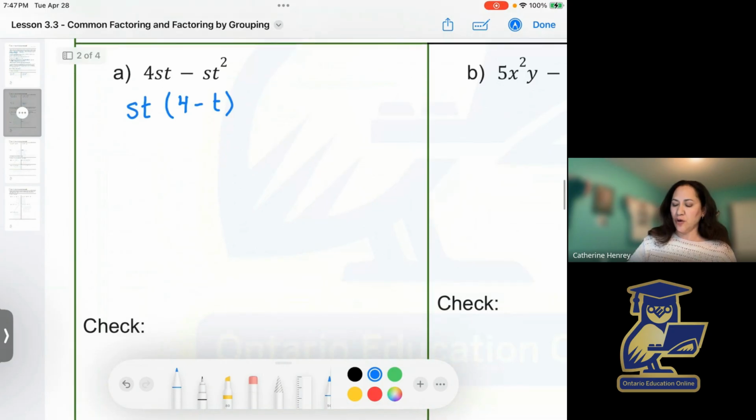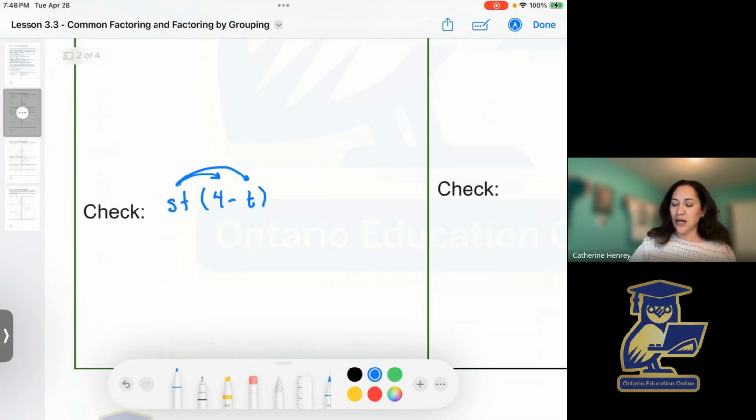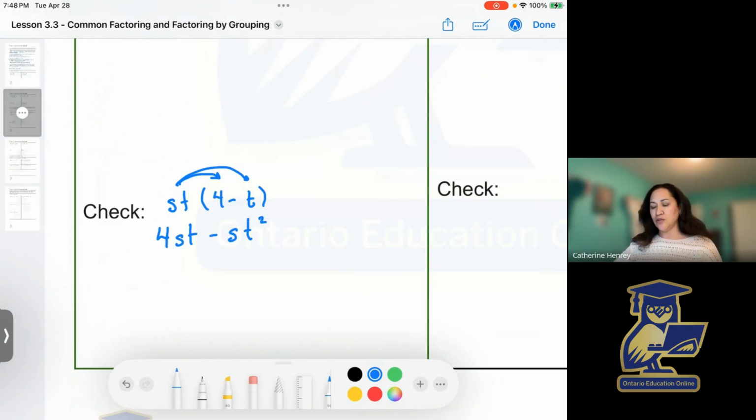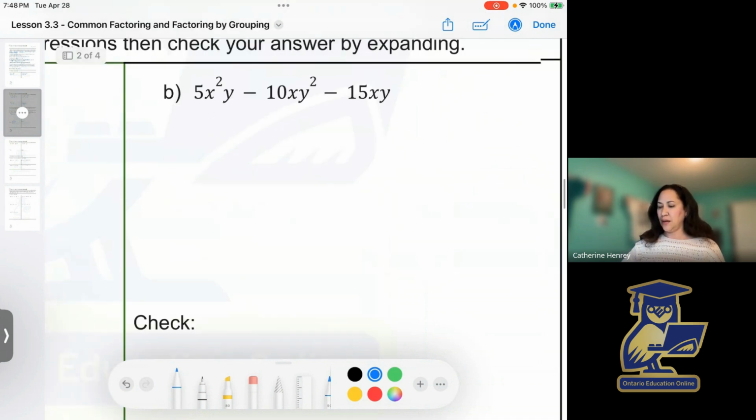So that's our factored form. I'm going to bring that down here to our check section. And we're going to go ahead and expand this and make sure we can get right back to the original equation. So we use our distributive property from the last couple of lessons, and st times 4 is going to give me 4st, sorry, and then st times negative t is going to give me negative st squared. So we are able to get the factored form right back to the expanded form and vice versa.